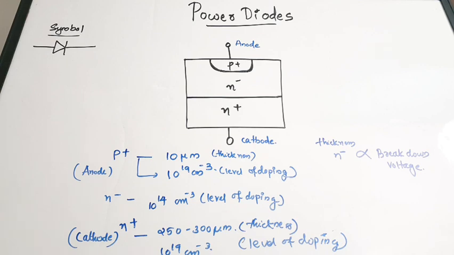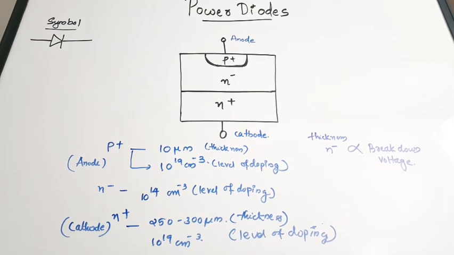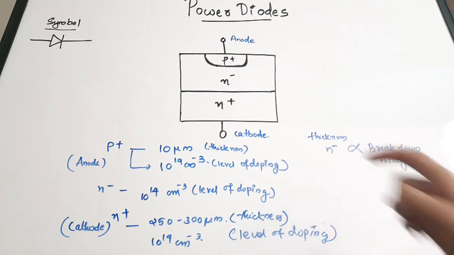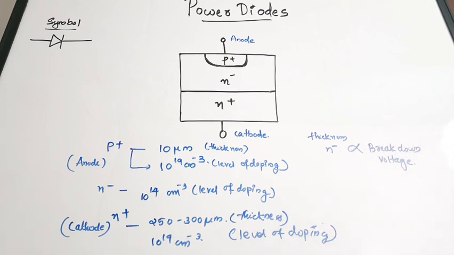So why are these three layers important? Because in normal diodes, you cannot find these layers. You can only find a P region and an N region. But in power diodes, there are three layers: the P plus layer, the N minus layer and the N plus layer. P plus and N plus layers act as anode and cathode respectively. The N minus layer is a drift layer, which determines the breakdown voltage of this diode. Based on the thickness of this N minus layer, the breakdown voltage will vary. So this is the case for a power diode and its various layers.